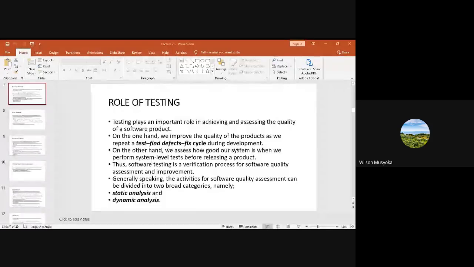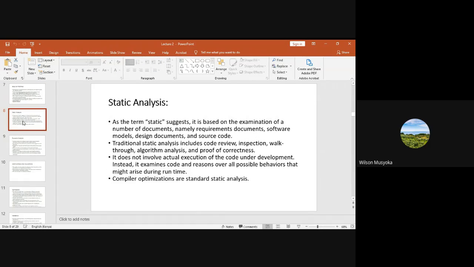We have already looked at the role of testing and we have understood why we need to be doing software testing. Now, let us proceed to look at these processes which are normally carried out in testing. We normally do testing as a static analysis and also as a dynamic analysis process. How is that done? When we are looking at a static analysis, we are doing what we are calling verification, like we have already seen.